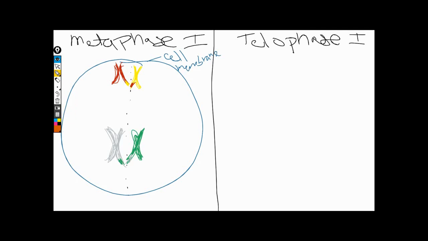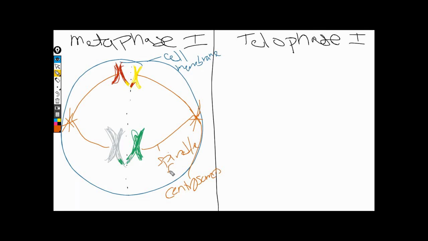We're still missing something. What are we missing? Our centrosomes, right? Our movers, and where are they? On the opposite sides of the cell. Right, and they should be attached. These are centrosomes. Attached by spindle fibers.